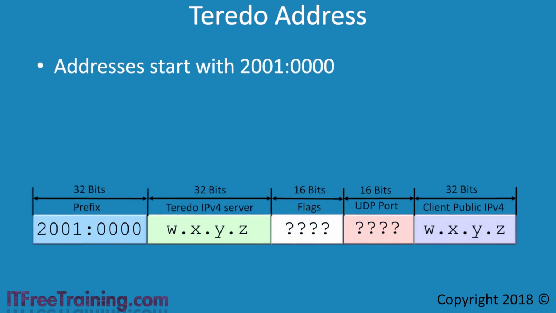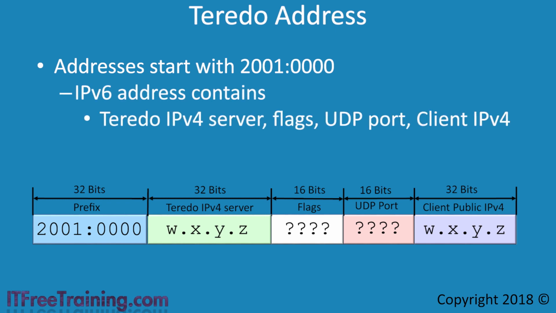I will now have a closer look at the address that Teredo uses. All Teredo addresses start with 2001:0000. Since this is a registerable address, this is routable on the IP6 network. A Teredo address contains information. This information includes the IP4 server, flags, UDP port, and client IP4.